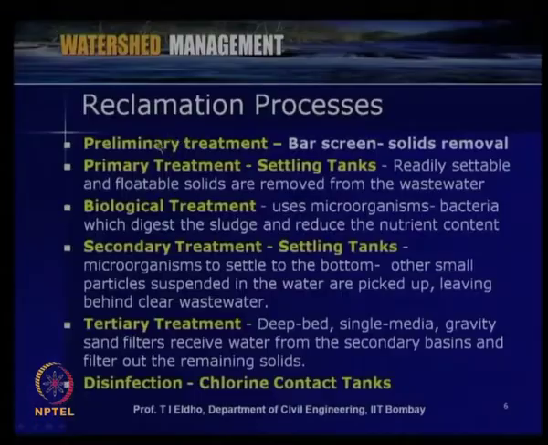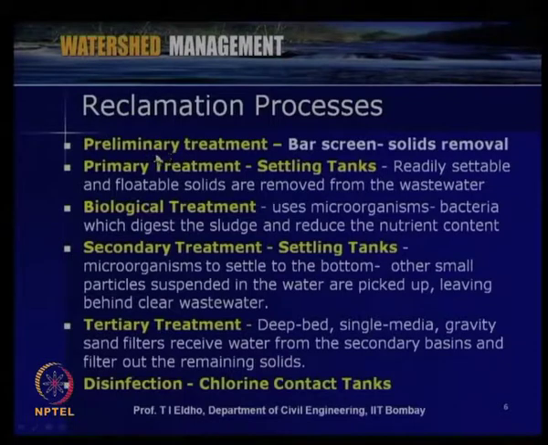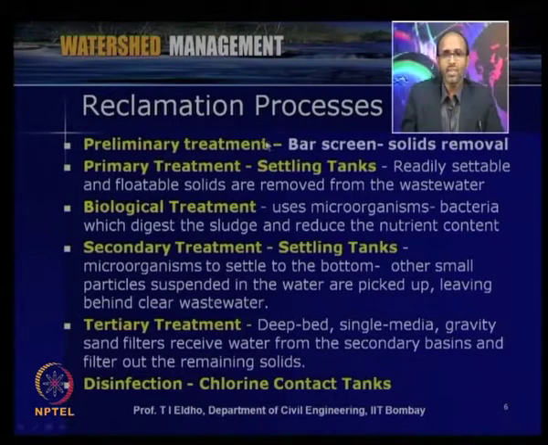As we discussed in the last lecture, first, once we collect the wastewater, we have to give some preliminary treatment, like sending this collected water through a bar screen so that the solids can be removed. Then the next stage is primary treatment, like settling tanks, so that the readily settleable and floatable solids are removed from the wastewater. And then sometimes we can use some type of biological treatment, using microorganisms and bacteria which digest the sludge and reduce the nutrient content in the wastewater.